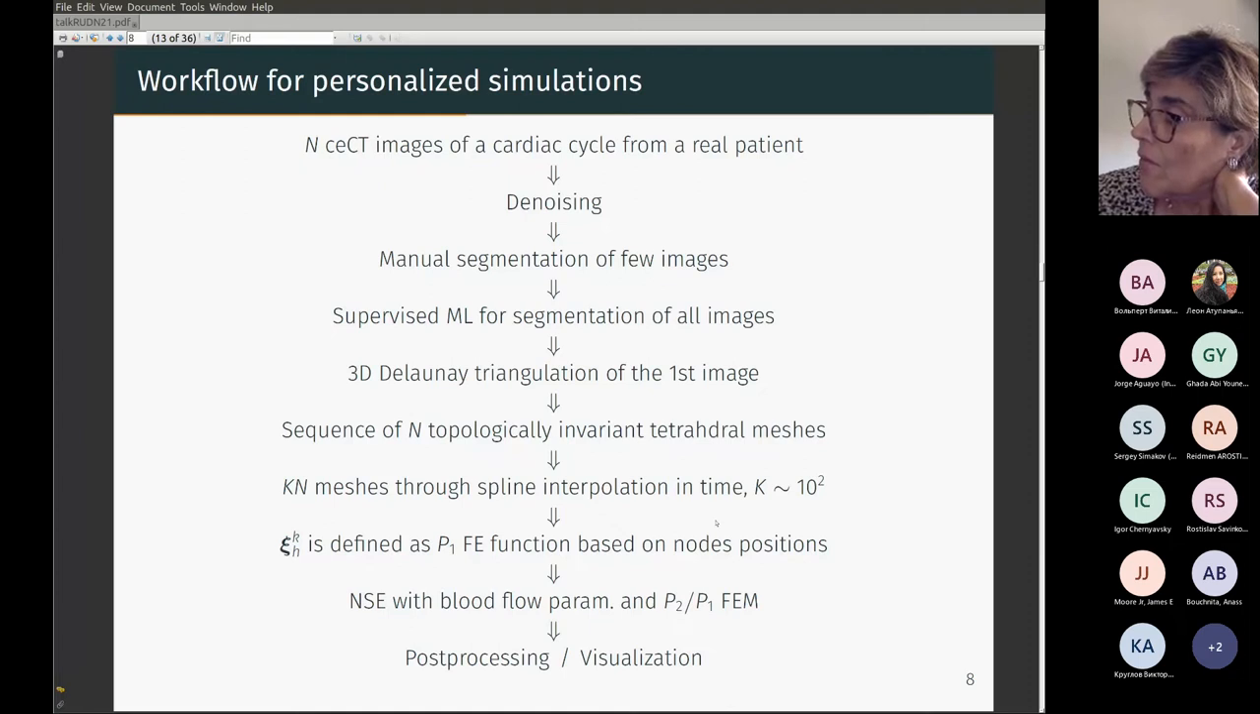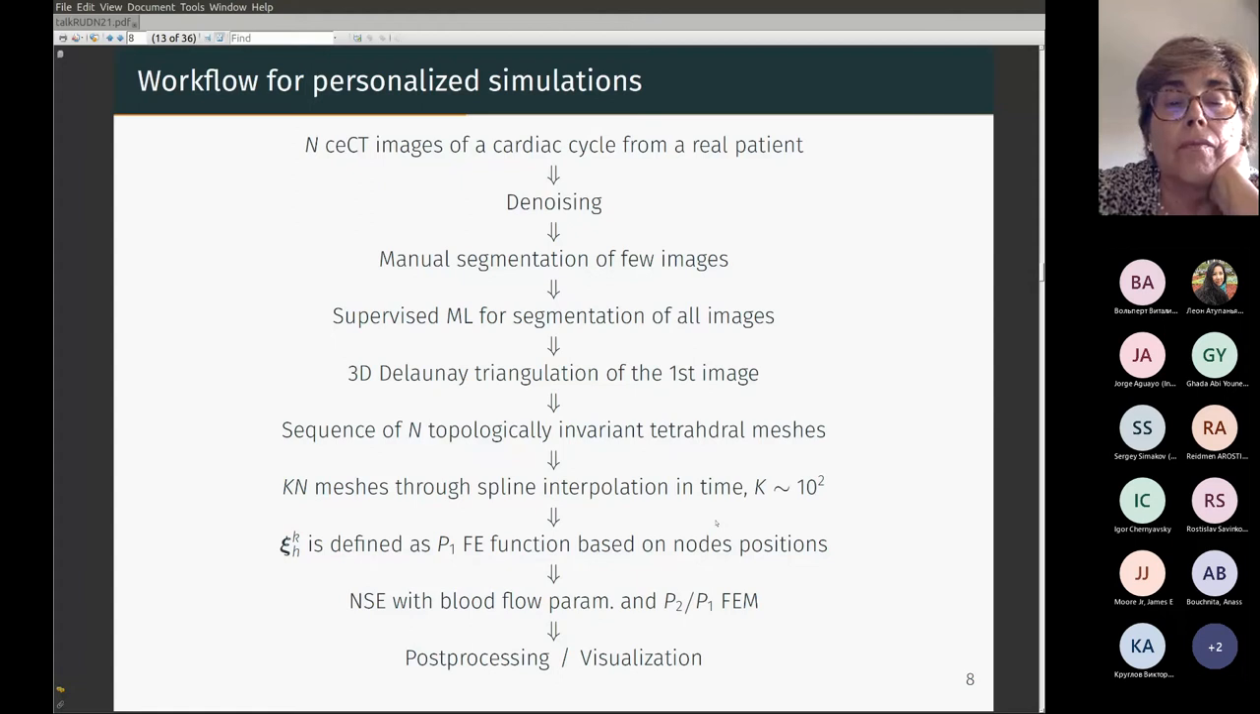And we suggest to segment in a semi-automatic or semi-manual way a few images of this set, like three images: the beginning of systole, end of systole, and the fastest phase of diastole. And then we apply supervised machine learning techniques for segmentation of all images. In particular, we apply random forest classifier. And then we end up with segmentation of the entire set of CT images.